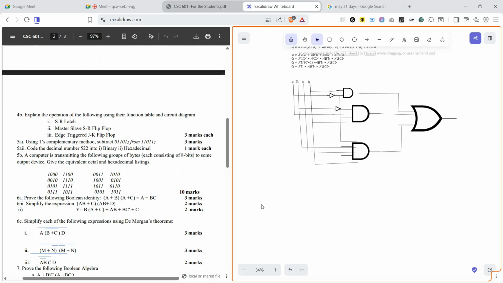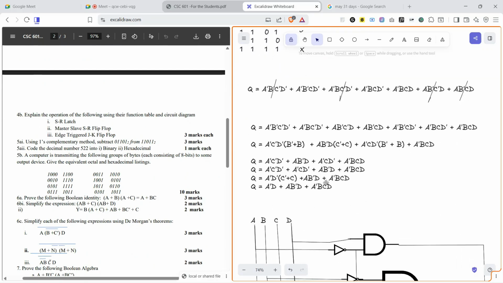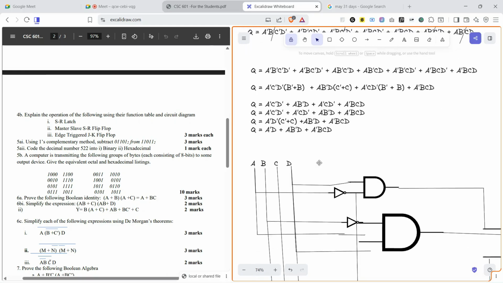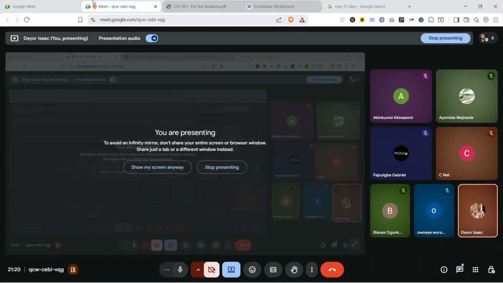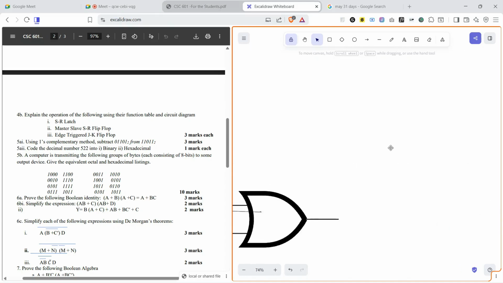So let me move to. I don't think we have any questions regarding this, right? Do we have questions regarding this one? Okay, I'm taking it that we don't have a question.